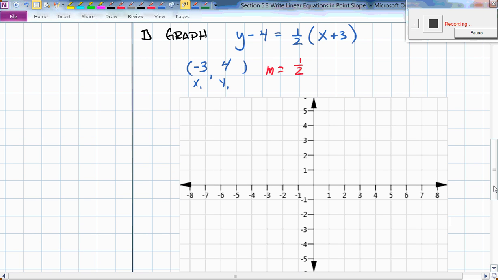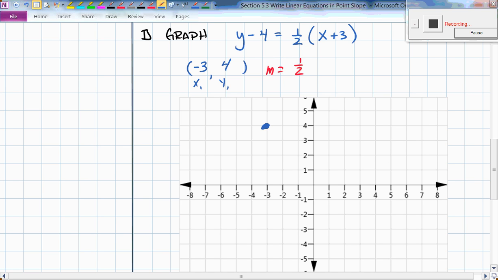And we're going to graph y minus 4 equals 1/2 times x plus 3. We know that the point (-3, 4) is on the graph, so this point has to be on the graph. And we know that the slope is 1/2.